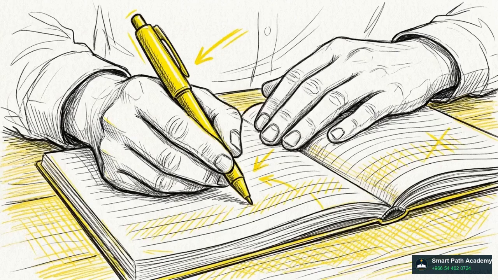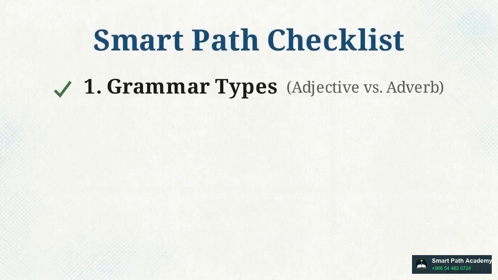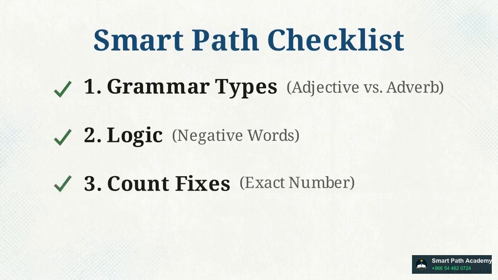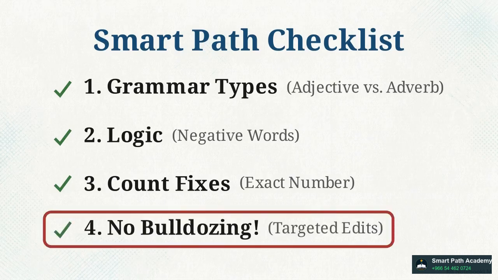Here is your final Smart Path Academy checklist for mastering this skill. First, check that adjectives and adverbs are used correctly. Second, verify negative logic makes sense. Finally, ensure you find the exact number of required fixes. Most importantly, keep the author's main idea without adding extra words.